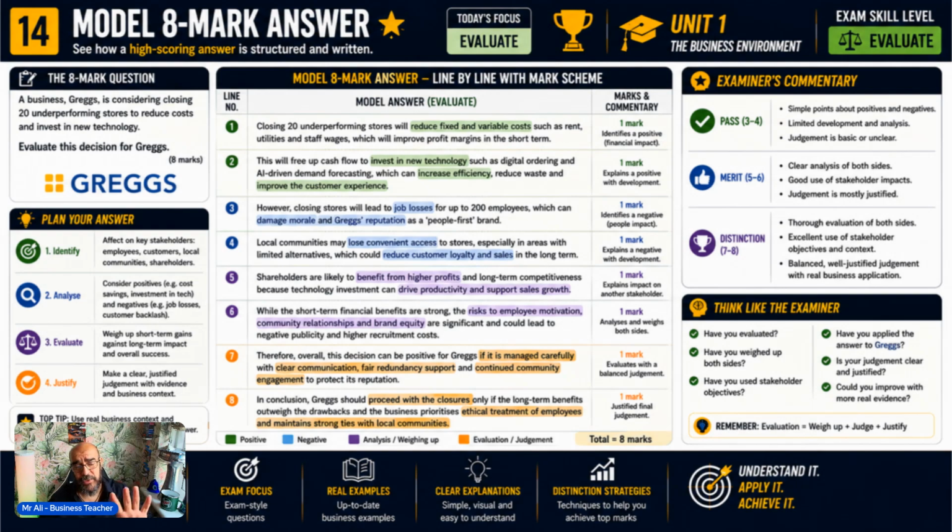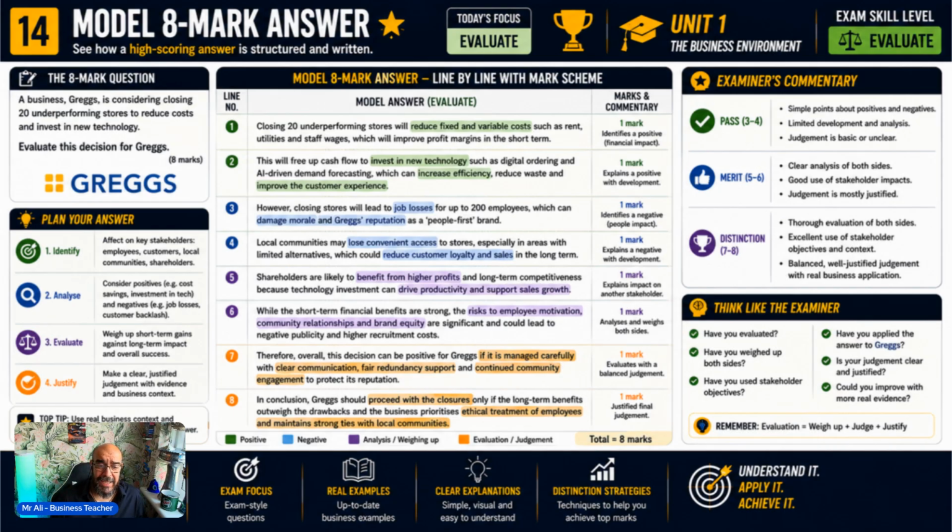Okay, so check your answer against this particular model answer. And here we've got a pass is going to be 3 to 4 marks, merit 5 to 6, distinction 7 and 8. At distinction, there is a thorough evaluation of both sides. Okay, that's the thing. There's that thorough evaluation. There's an excellent use of the stakeholder objectives and context, Greg's here, and then balanced, well-justified judgment with real business application. Okay, remember, think like the examiner.